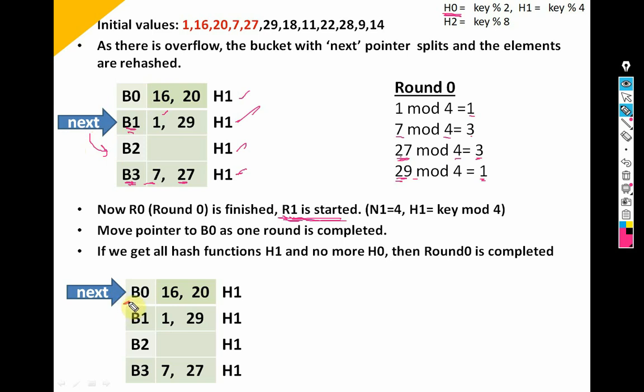When round 1 starts, the next pointer should not be moved to the next bucket. It should be brought to the first bucket. That's what I'm doing. Okay, it is brought to the first bucket.